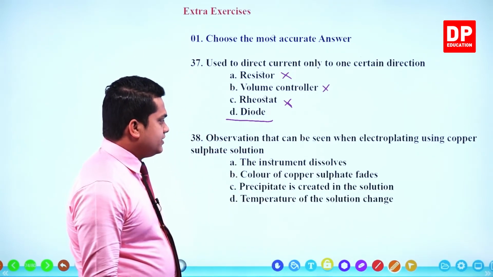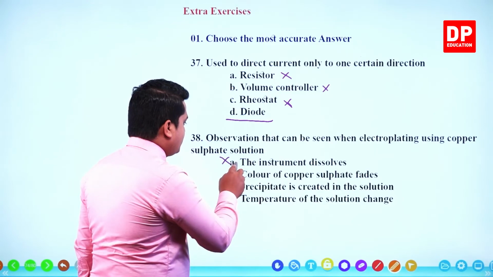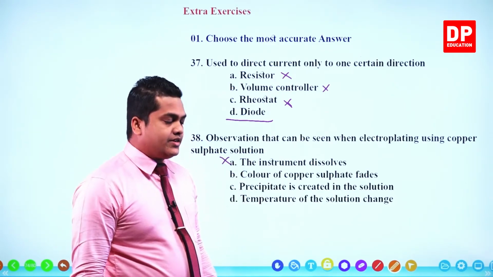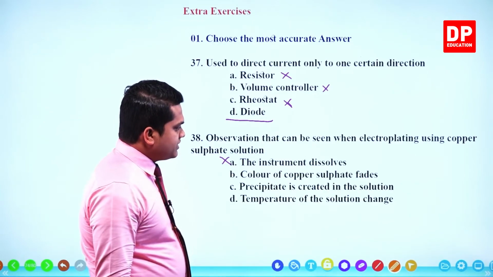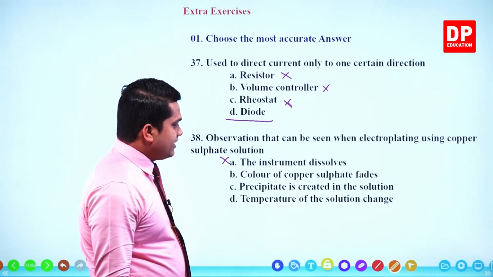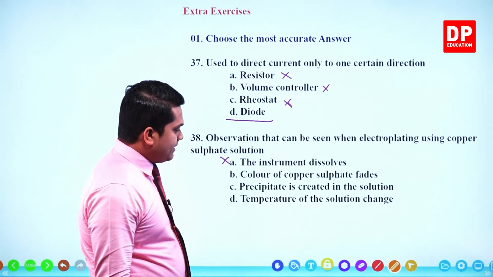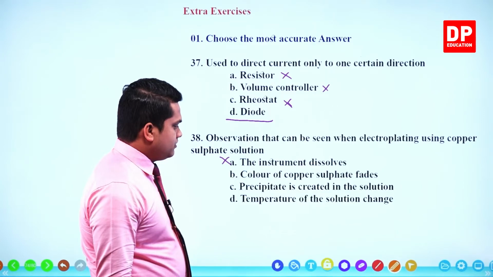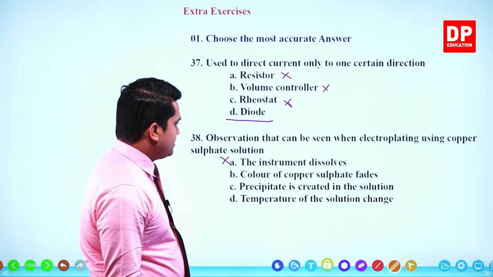Instrument dissolves. This is incorrect. Instrument is not the one which is dissolving. The metal plate is the one which is dissolving, right? Color of the copper sulfate fades. Precipitate is created in the solution. Temperature of the solution changes. So these are the things which are given.